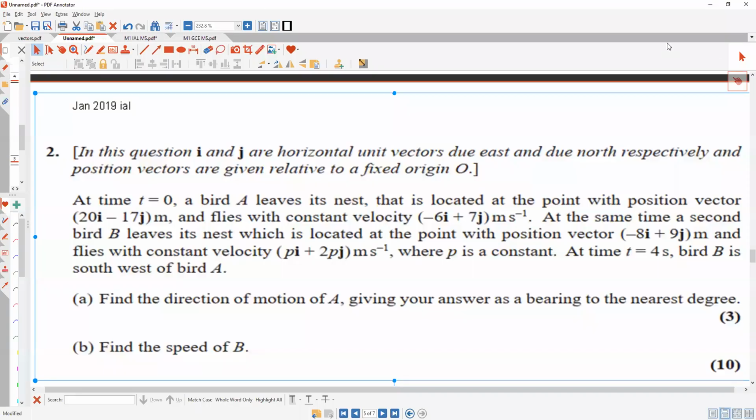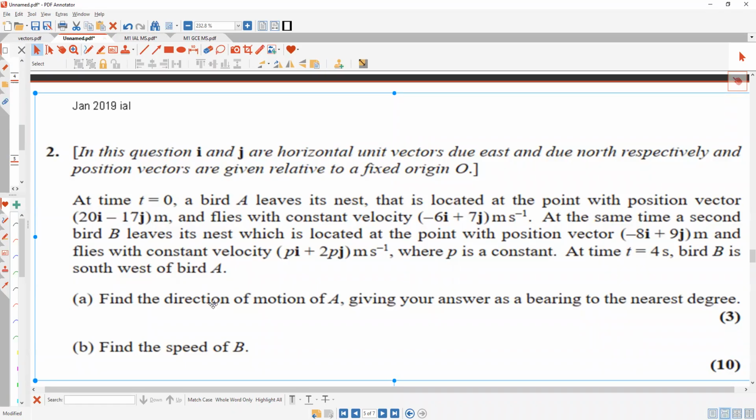Okay. So what did they say? There is a bird that is leaving its nest, and the nest is located at a position vector 20i minus 17j, with a constant velocity of minus 6i plus 7j. At the same time, a second bird is leaving from a position vector minus 8i plus 9j, traveling with a constant velocity. The problem is they did not give us the velocity. They gave it in terms of P and 2P. And at t equal to 4 seconds, bird B is southwest of A. I forgot to read this last time. So we know the time also.